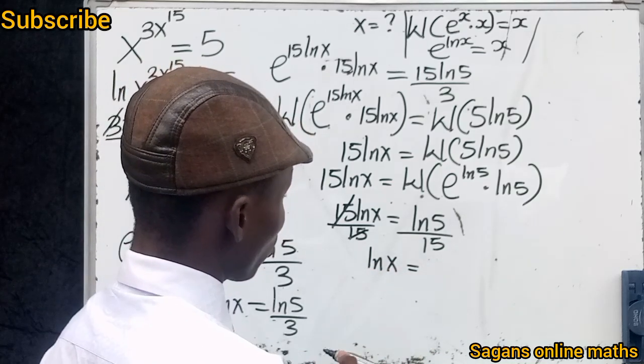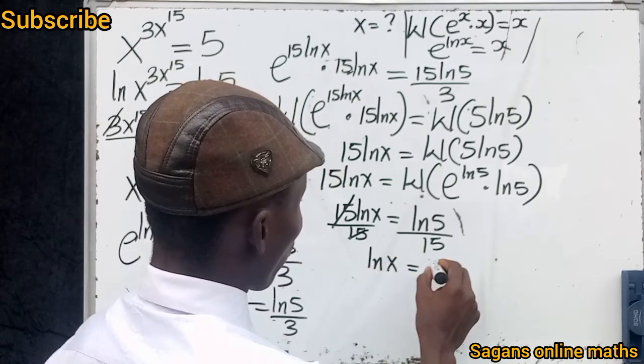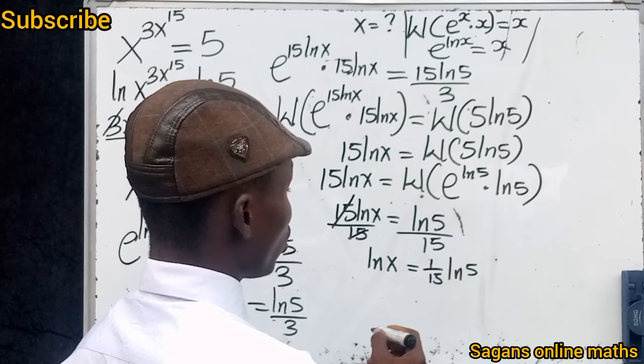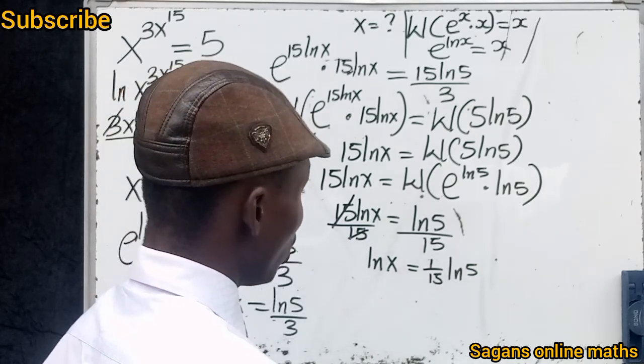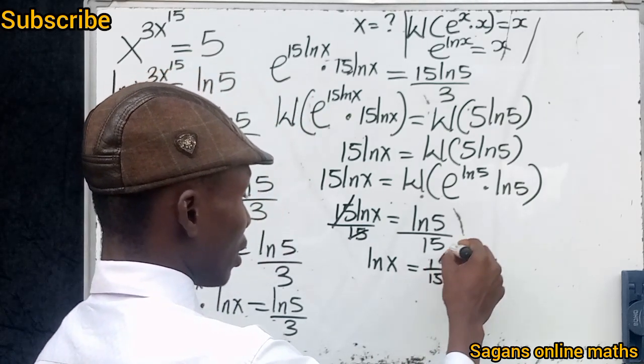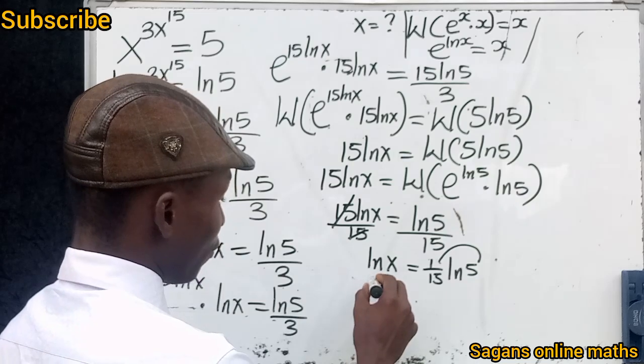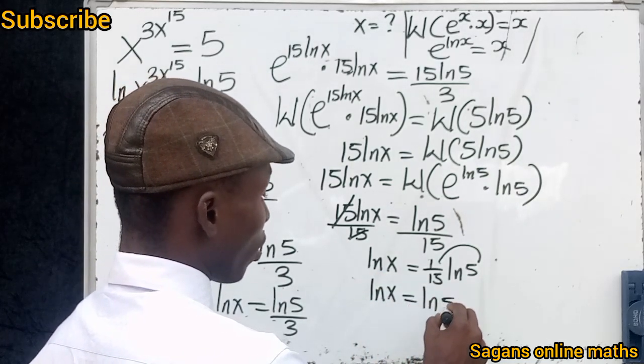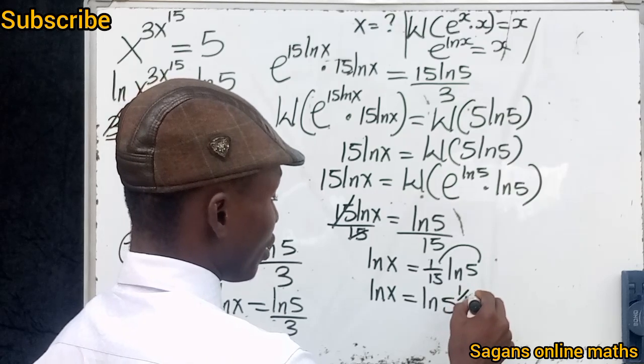I can write this as 1 over 15 ln 5. There's nothing bad if I decide to write it in that format. Now I'm going to bring this power up as the exponent. So I have ln x equals ln 5 to the power of 1 over 15.